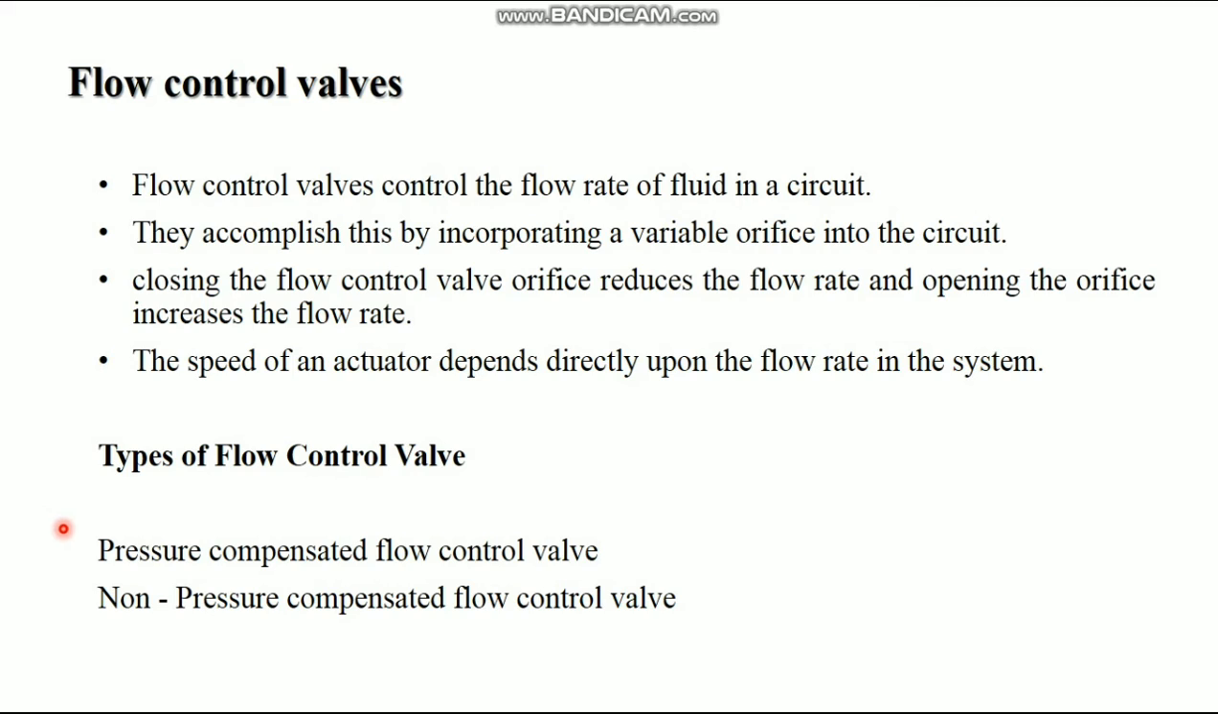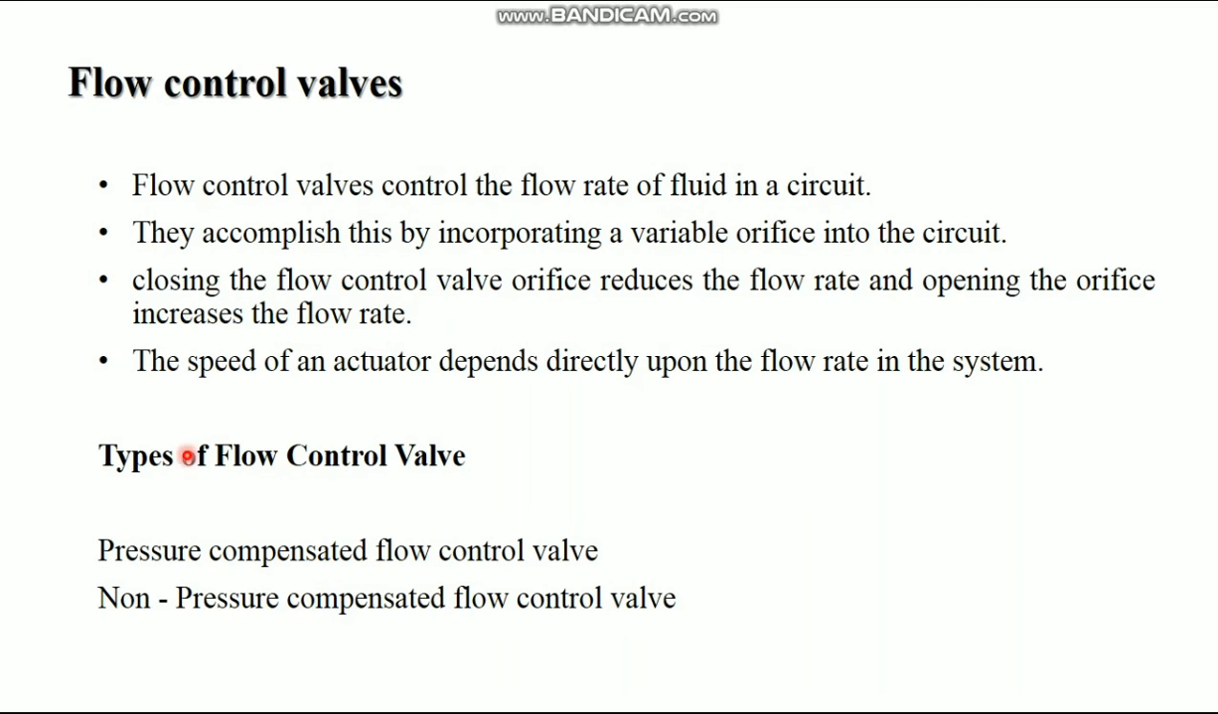The last one is the flow control valve. The flow control valves control the flow rate of a fluid in a circuit. They accomplish this by incorporating a variable orifice into the circuit. So closing or opening the flow control valve reduces or increases the flow rate. The speed of the actuator depends upon the flow rate into the system. So we can control the speed by means of the flow control valves.